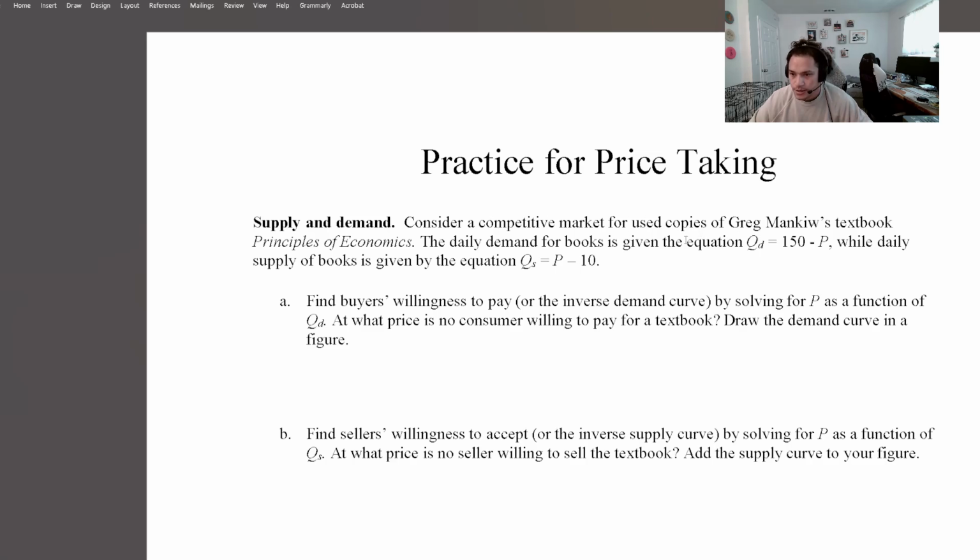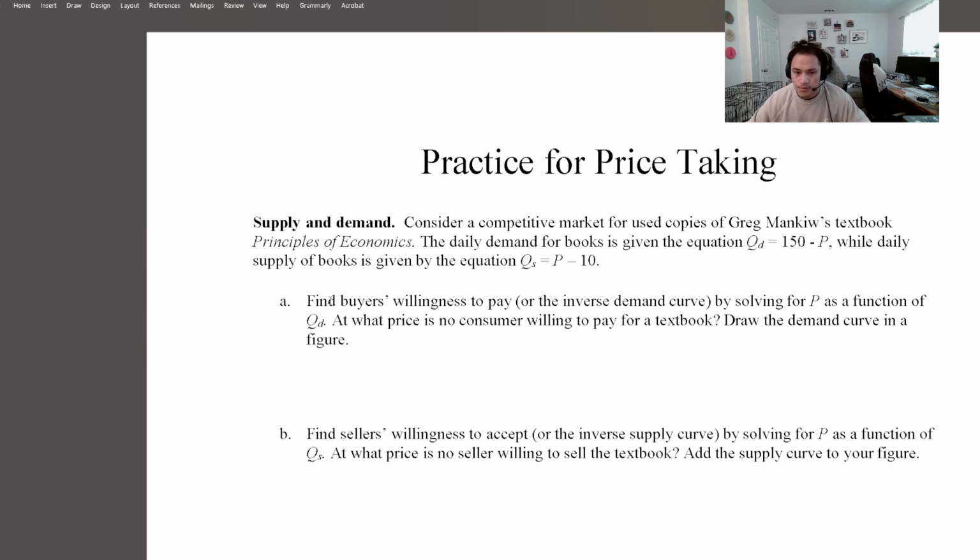Consider a competitive market for Greg Mankiw's, our famous economist, most popular textbook, Principles of Microeconomics. The daily demand for textbooks is given by this equation here, where the quantity demanded is equal to 150 minus P. And our supply is given by the quantity supplied equals P minus 10. In order for us to build out a supply and demand model from these functions, we want to first rewrite these in their inverse form.